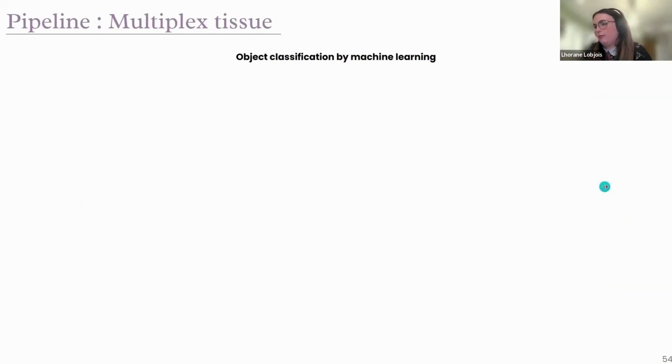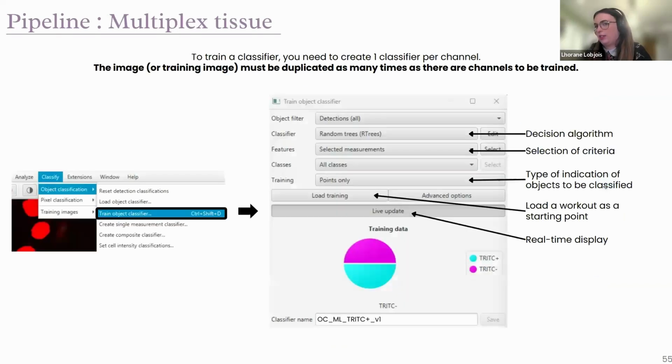Then I will classify them by machine learning this time. So in Classify object, you have another option than Create single measurement classifier. You have Train object classifier. For this one, you will have other settings. For the classifier, you have different choices. On my side, I prefer random trees. It gives me better results than the other one.